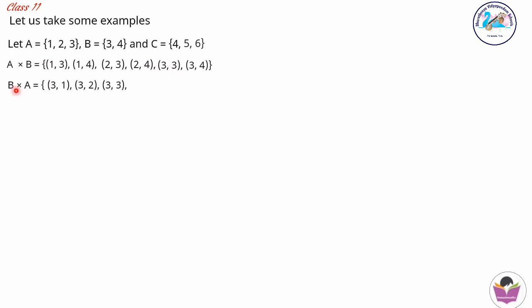Next is B cross A. When we check, the first element is from B and the second element is from A. That means (3, 1), (3, 2), (3, 3). Next is the turn of 4. So (4, 1), (4, 2) and (4, 3). When we combine these two groups, we will get B cross A. So first we have taken pairs with 3 and next we have taken pairs with 4. When we compare A cross B and B cross A, it is quite clear that they are not equal because the elements are not the same. That means we can come to the conclusion that A cross B is not equal to B cross A. It's a very important statement.